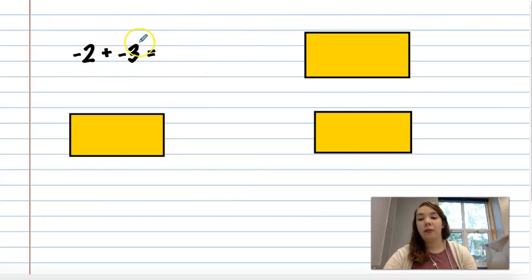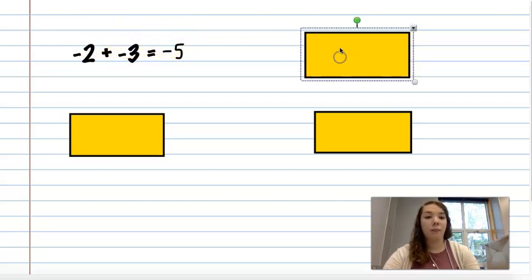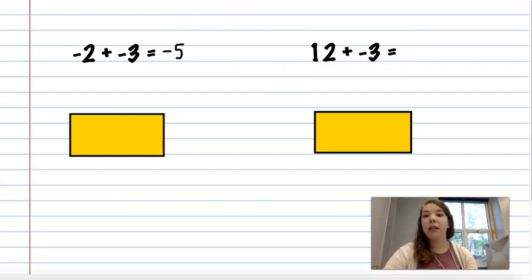-2 plus -3. We're doing addition, and they have the same sign, so we're going to sum. We're going to add them together like normal. So 2 plus 3 is 5. Since they're both negative, it's still negative. Okay, so that's your same sign sum. Here, 12 plus -3. Those are different signs. You have a positive and a negative. So you're going to take the difference, which is subtract. 12 minus 3 is 9. You use the sign of the bigger. The bigger is positive, so our solution is positive.